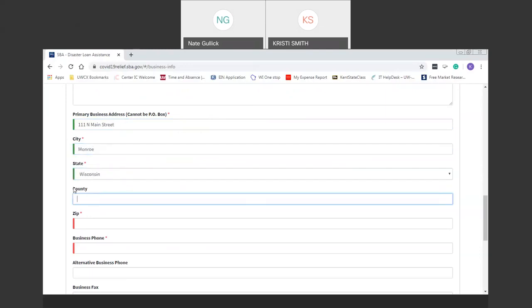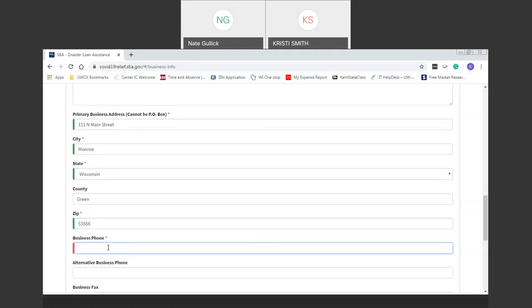Please note the next field is the county, not country. I've had a few people tripped up on that one. So this is in Greene County, Wisconsin. And the zip code there is 53566. Again, you're typing just the numbers there and no punctuation or other information there.